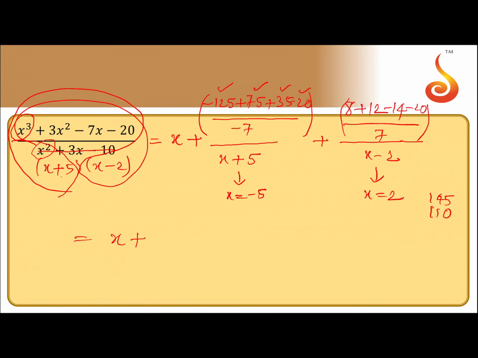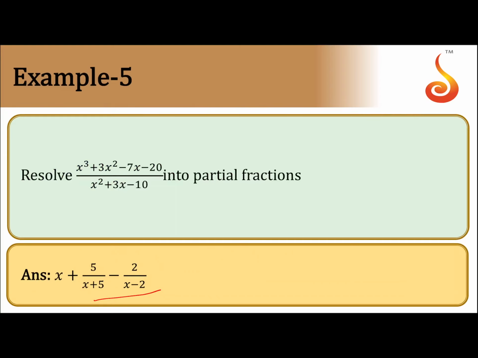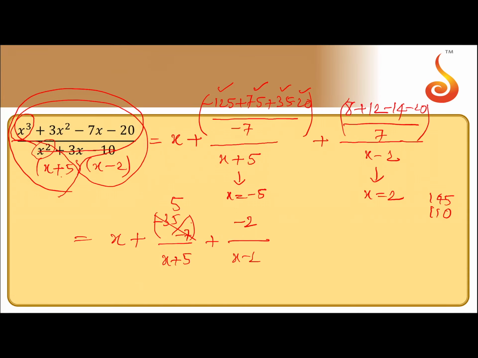Subtracting, you get minus 35 by minus 7, which results in 5 in the numerator divided by x plus 5. Second one, when I take x minus 2, the numerator is 8 plus 12 minus 14 minus 20, where 20 cancels, giving minus 14 by 7, minus 2. So clearly x plus 5 by x plus 5 minus 2 by x minus 2 is the required answer. This way also you can work out the problem in the objective method.